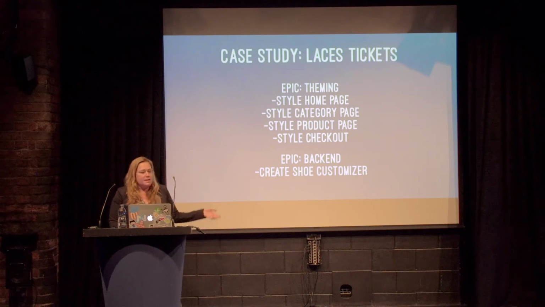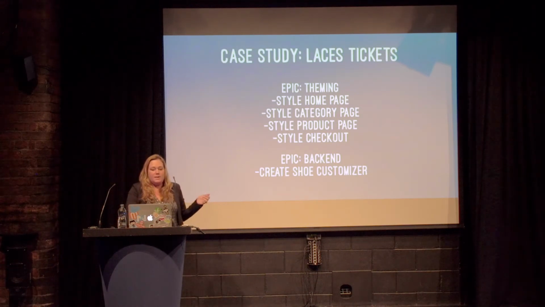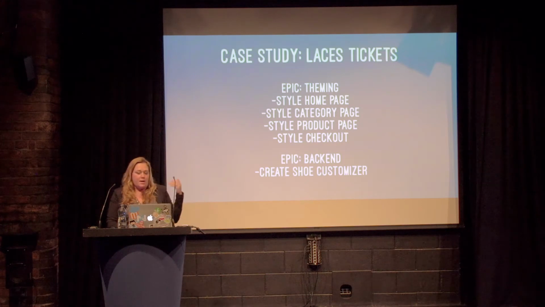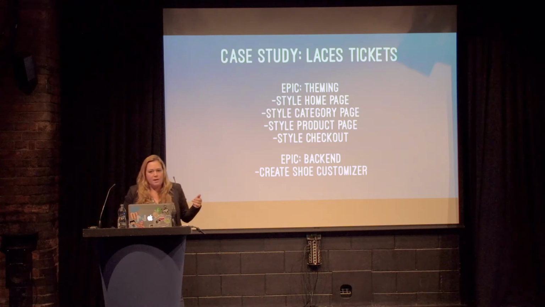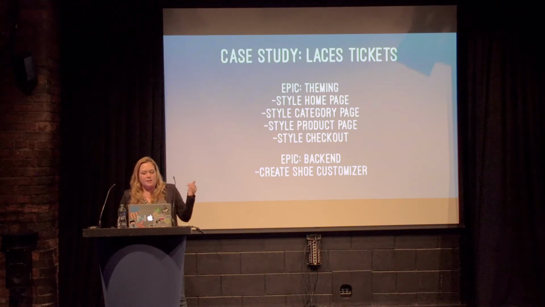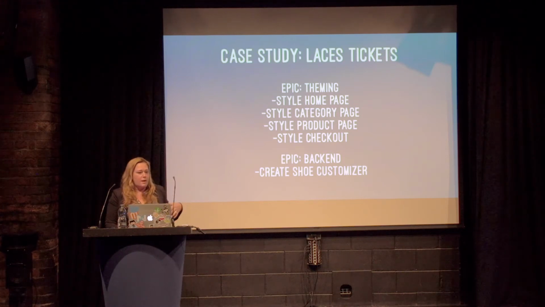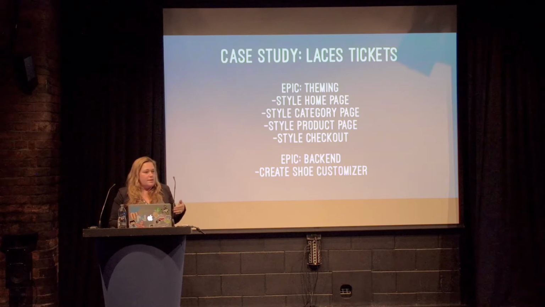So then the tickets that we would be creating based on those requirements, first we'd create an epic for theming. And in Jira, you can create epics that stand on top of your tickets and organize them. You can organize things by feature or, like I have, by area. Since this project had two separate areas of theming and backend, and we had different teams working on them, it made more sense to organize them this way.